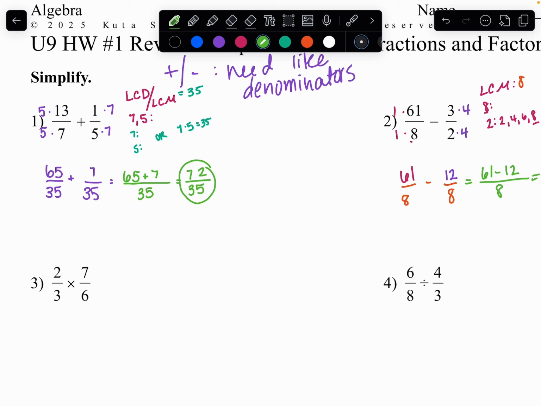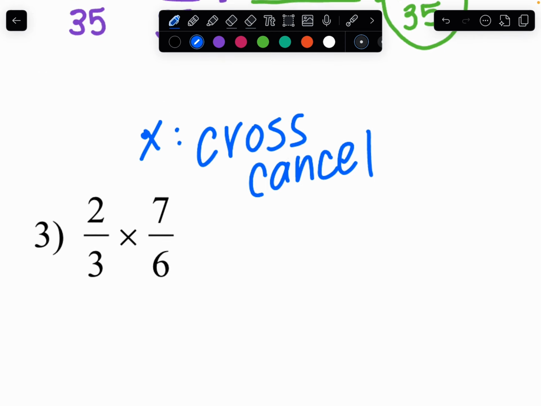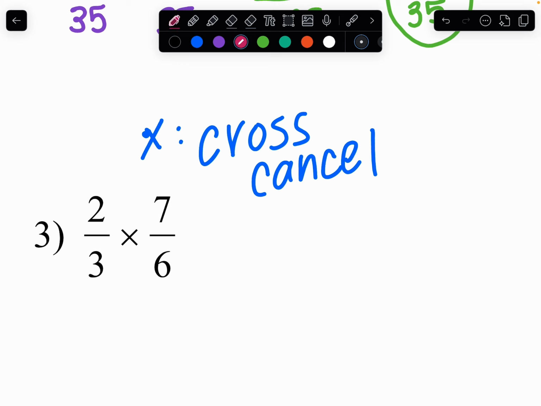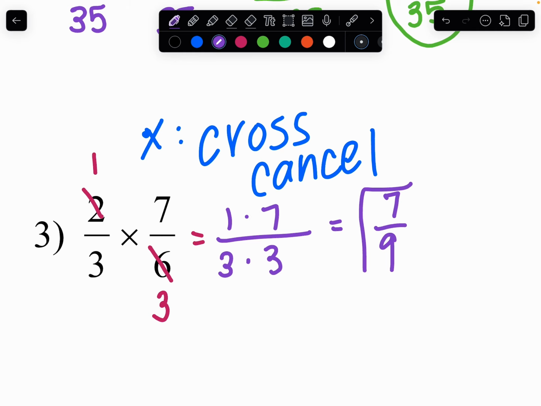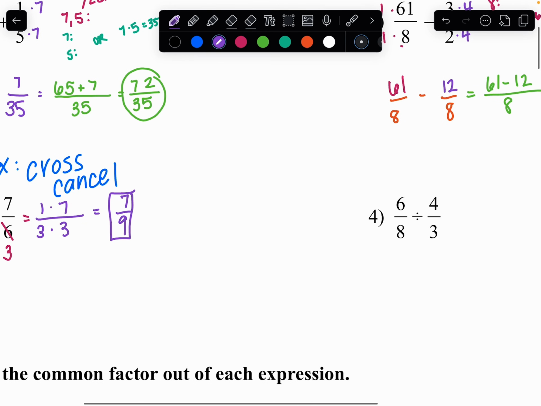Okay, multiplying. So to multiply, you want to see if you can cross cancel. So you can cross cancel vertically and diagonally. Like 2 and 6, they both have 2 in common. So 2 divided by 2 is 1. 6 divided by 2 is 3. And then we multiply across. So 1 times 7, 3 times 3, we get 7/9. So that's multiplying fractions. Dividing fractions.